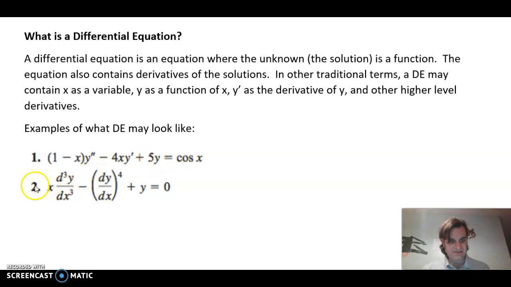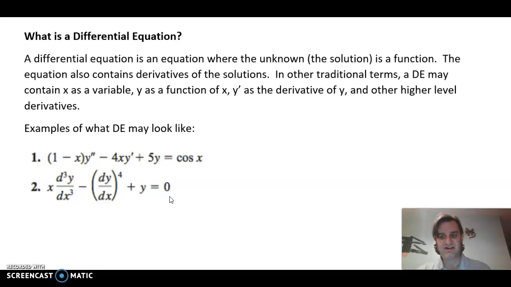Same thing in the second one, x times the third derivative of y minus the derivative of y to the fourth, and that's an exponent there, plus y equals 0. So once again, this would be if we knew a function y to where we took its derivative and raised it to the fourth power, and also took its third derivative and multiplied it by x, this linear combination would equal 0. So it's not something you would guess.